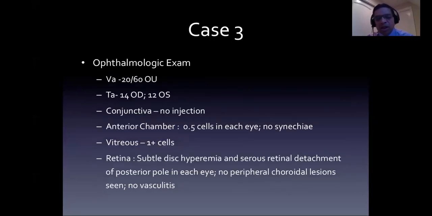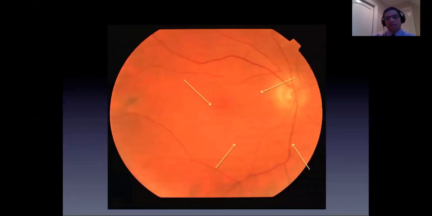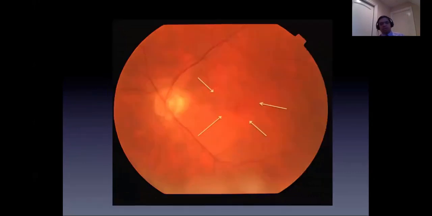Vision is 20/60 in both eyes. The conjunctiva is quiet looking. The anterior chamber just has a few cells in each eye, 0.5 cell, and 1+ vitritis in both eyes. And the retina has evidence of disc hyperemia and serous retinal detachment of the posterior pole in each eye. There are no peripheral choroidal lesions that are seen, and there's no vasculitis that's seen. But there's a serous detachment that these arrows are trying to point out. That's not a great picture because it's a little hazy. And there's a serous detachment around the macula in the fellow eye, the left eye, as well.